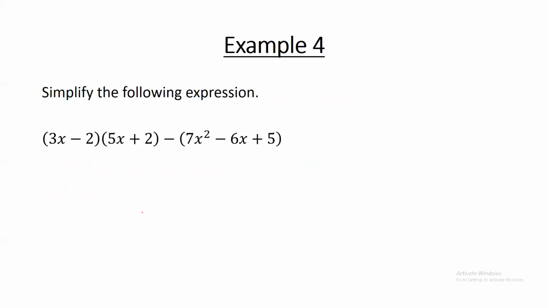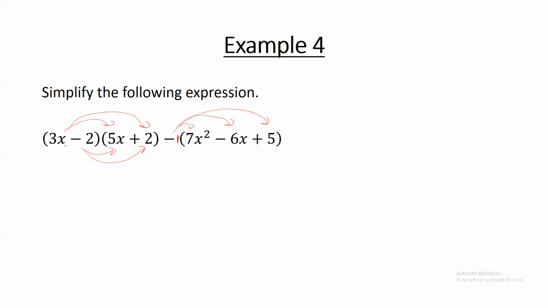Let's take a look at another example. So here we have a few different things going on, and we have to simplify this expression. So notice on the left, we have to multiply these 2 polynomials. So we'll multiply the 3x by the 5x, the 3x by the 2, and we'll do the same thing with the minus 2. And on the other side, we're just subtracting this polynomial. We can think of there being a minus 1 that we are distributing to remove the parentheses.